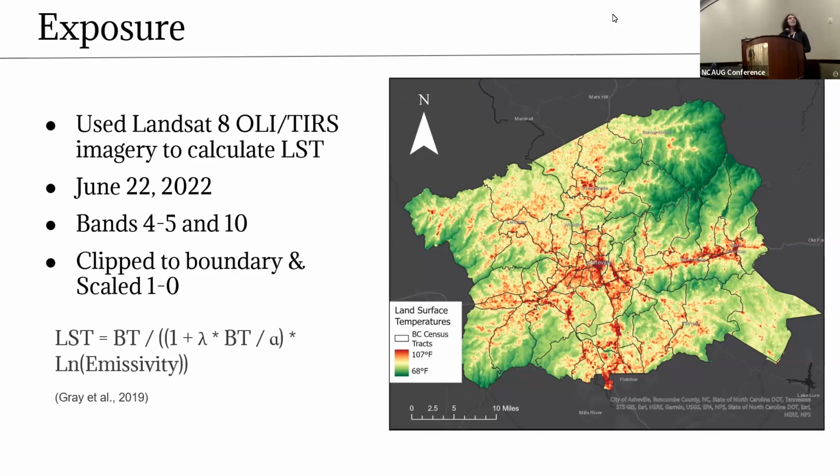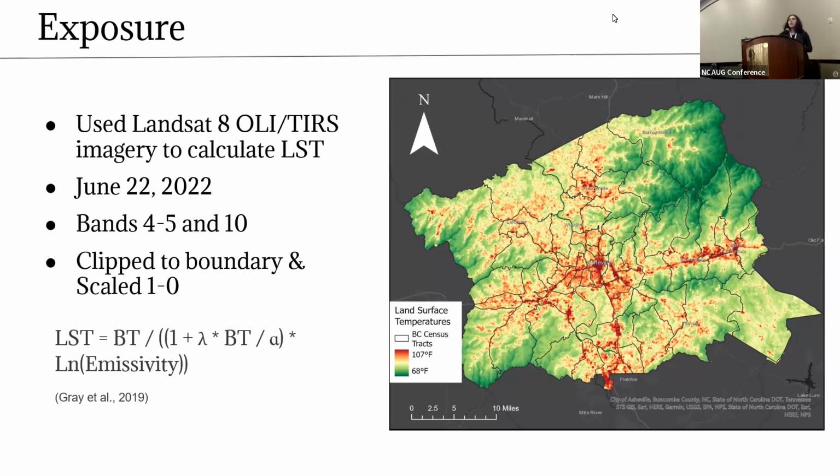As I said before, we are in a temperate rainforest. And so out of 4 years of data, there was only one day that met all of those needs, and that was June 22nd of last year. So once I had this day, I used bands 4 and 5, which are the infrared bands, and band 10, the thermal band, to create my land surface temperature map using this equation down here.